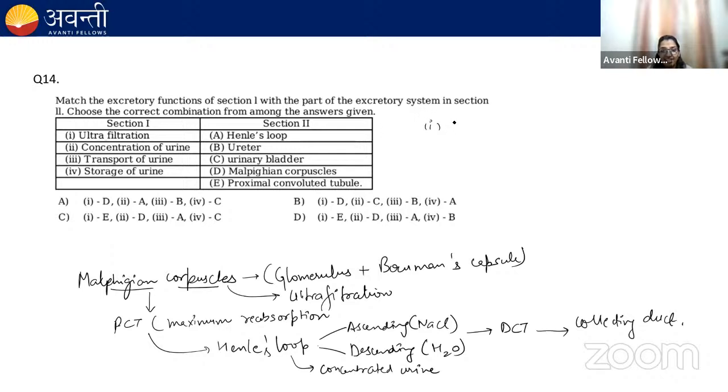So one, ultrafiltration, is D. Concentration of urine, loop of Henle. Transport of urine, ureter. Storage of urine, urinary bladder. One D, second A, three B, fourth C. The correct option is A.